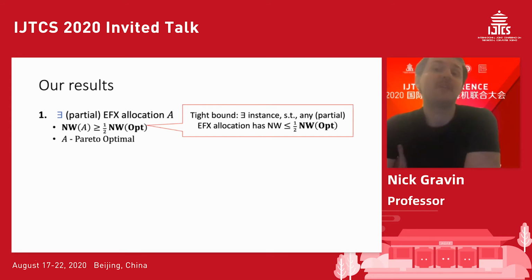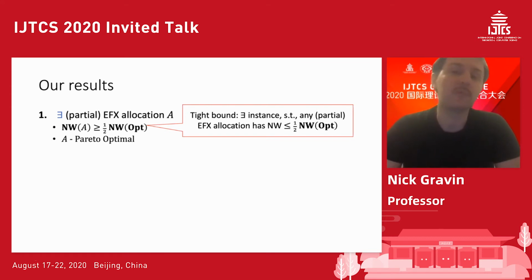And the bound 1/2 is in fact tight. So what does it mean that it's a tight bound? It means that there are instances such that for any partial EFX allocation, if you insist that it's EFX, then you have to lose quite a significant fraction of your Nash welfare. So the factor 1/2 is tight.